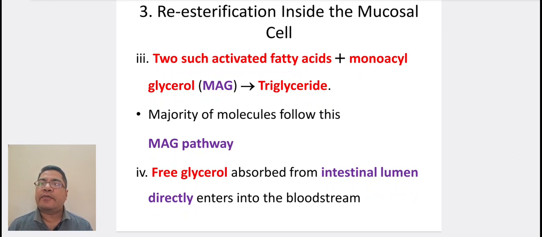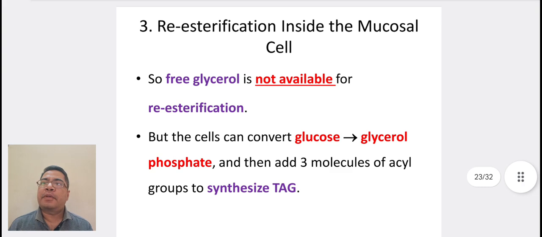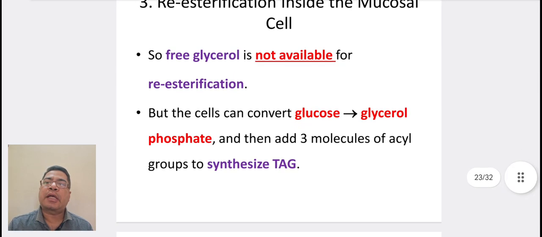Two such activated fatty acids plus monoacylglycerol form triglyceride. The majority of molecules follow this MAG pathway. Free glycerol absorbed from the intestinal lumen directly enters the bloodstream. So the free glycerol is not available for re-esterification, but the cells can convert glucose into glycerol phosphate and then add three molecules of acyl groups to form synthesized triacylglycerols.